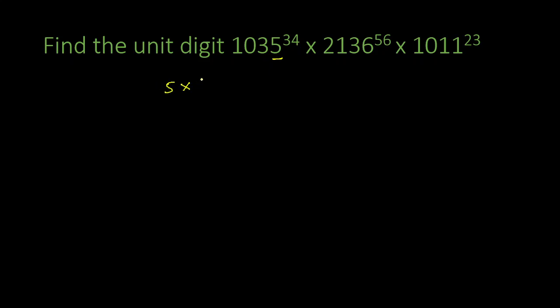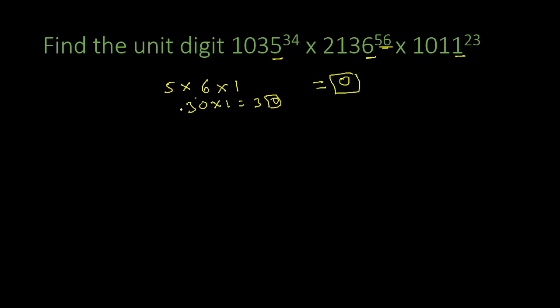So 5 again, and 2136. 6 is the last digit, and 6 to the power of anything is 6. The last digit here is 1, 1 to the power of 23, and 1 to the power of anything is 1. So 5 into 6 is 30, and 30 into 1 is 30. Now you take the unit digit as 0. So the final answer for this question is 0 as the unit digit.